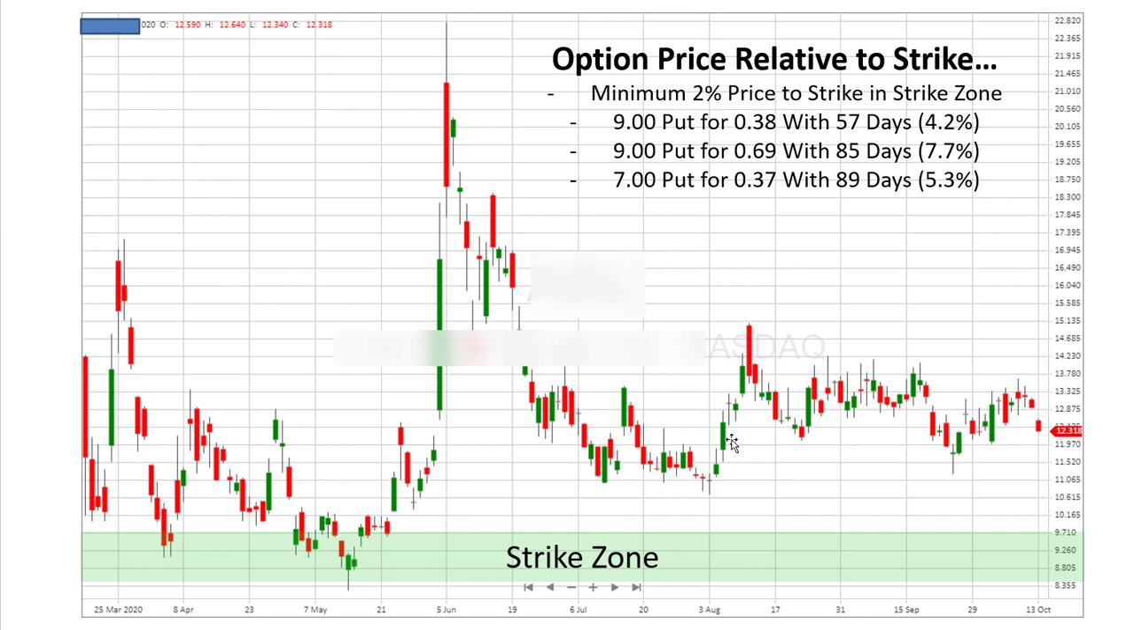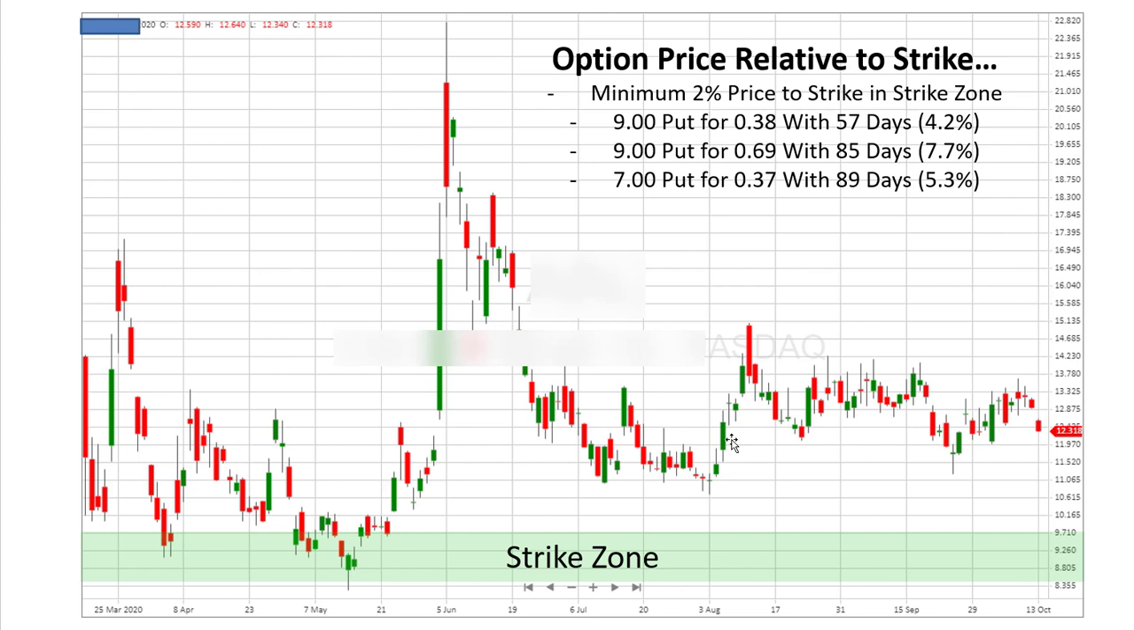The second $9 put was a little bit longer term, and it was sold for 69 cents, and that one was for 85 days. That particular trade was 7.7% of the strike. And so you can bring in more money if you want to go out a little bit further in time.